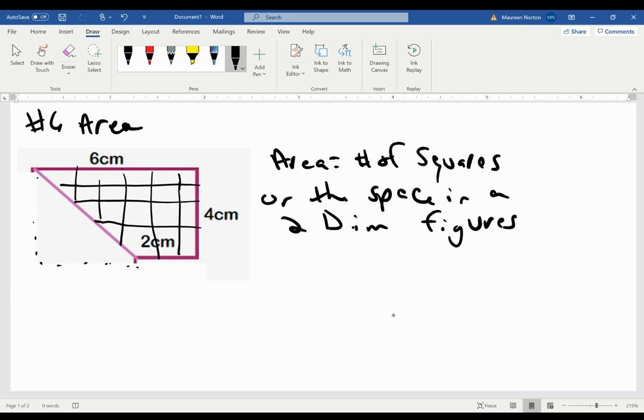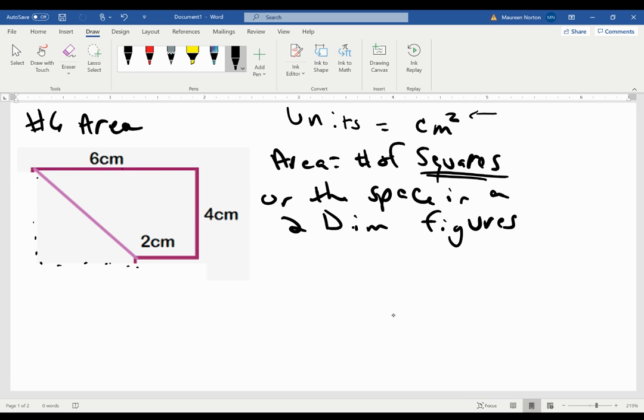So our answer, most importantly, is squared. So in this case, our units are going to be centimeters squared. There's our square section that we have in here. So let's take a look at what we have in here. I'm going to calculate it versus count it, although we could if we wanted to, but we have that diagonal across. So I'm going to break this into 2 figures. So we have a triangle and we have a rectangle.